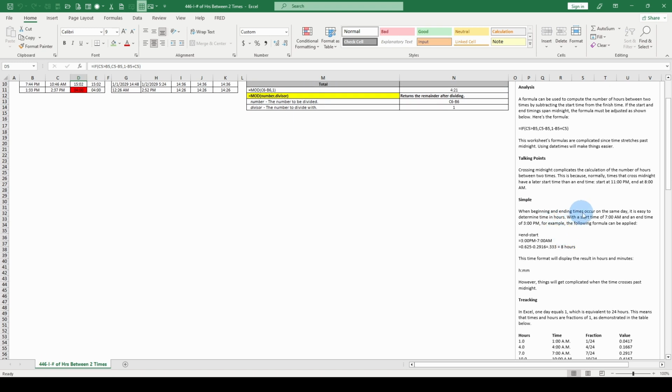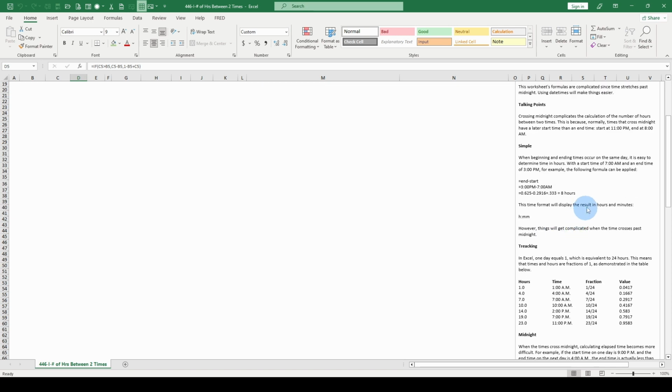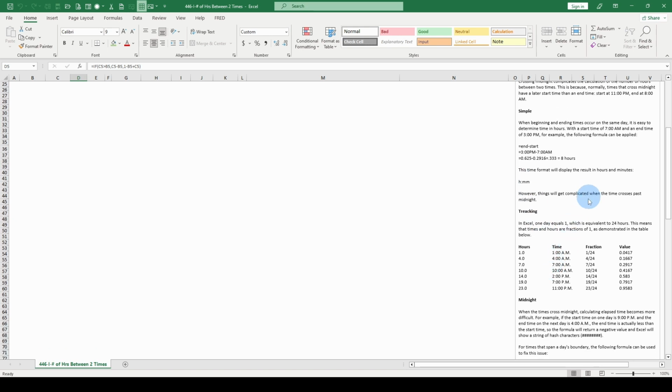When beginning and ending times occur on the same day, it's easy to determine time in hours. With a start time of 7 a.m. and an end time of 3 p.m., for example, the following formula can be applied. 3 p.m., which is 0.625, minus 7 a.m., 0.2916, equals 0.33, which equates to 8 hours. This time format is easily displayed using the h:mm custom format. Not a big deal. However, things will get complicated when time crosses midnight.